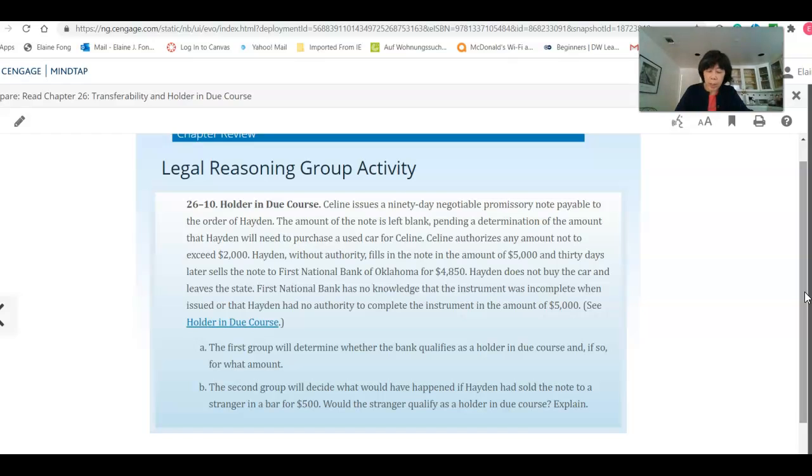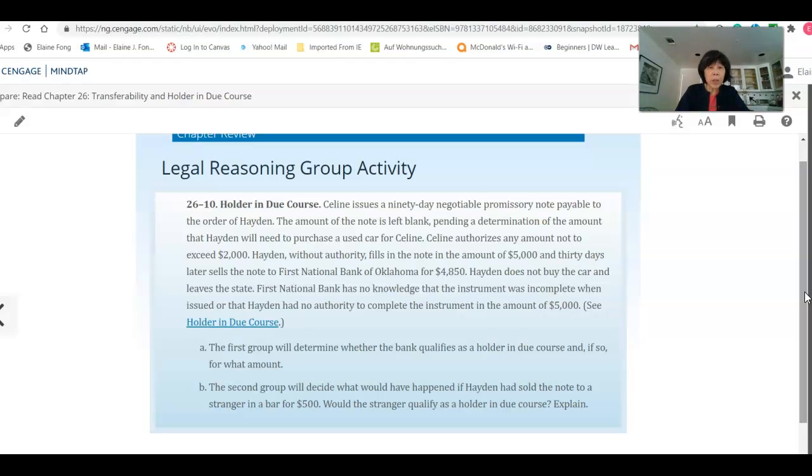However, the story goes on to tell you that Hayden makes the promissory note out for $5,000. He next goes to the First National Bank of Oklahoma, and he sells the $5,000 note to the bank. He gets $4,850 for the $5,000 note. He does not buy a car for Selene, and then he leaves the state.